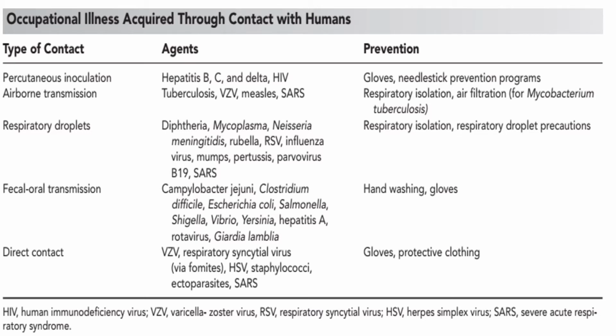Occupational illness acquired through contact with humans. The healthcare workers are exposed to all these infections: percutaneous inoculation, airborne transmission, respiratory droplets, fecal-oral transmission, and direct contact.